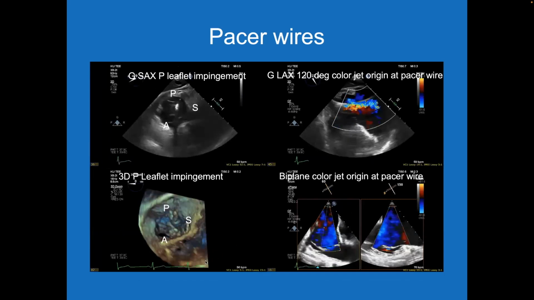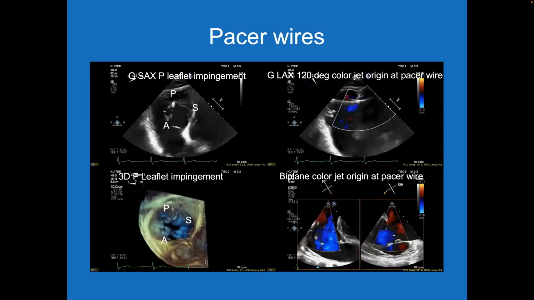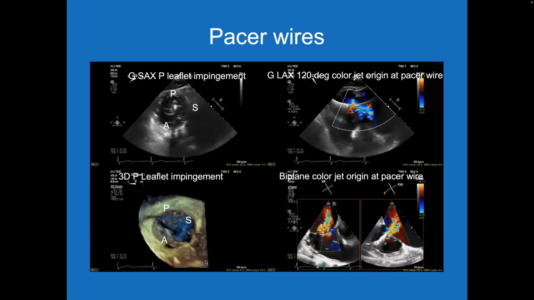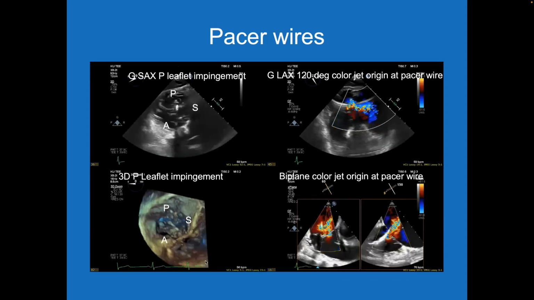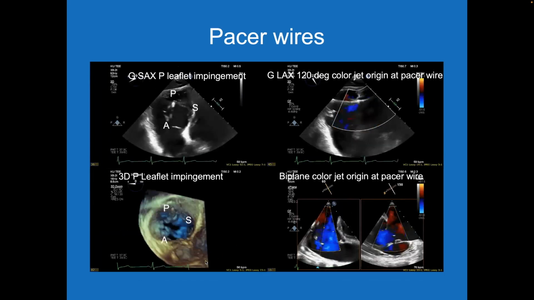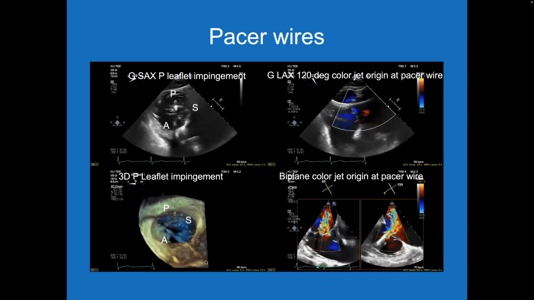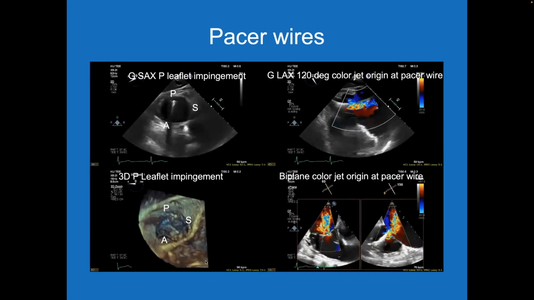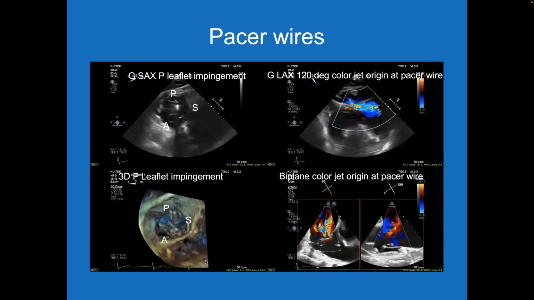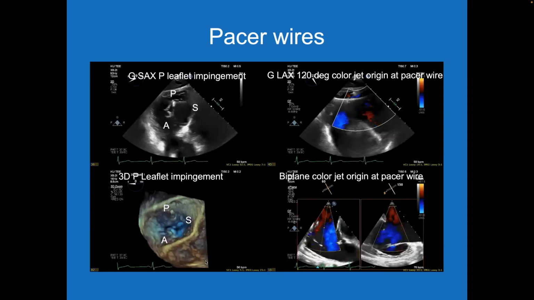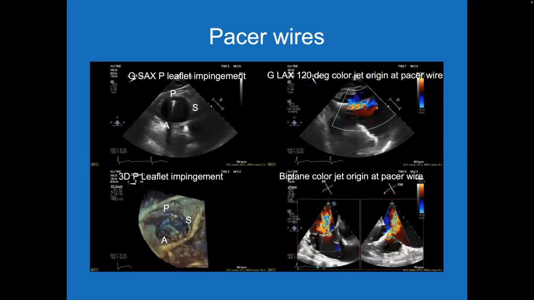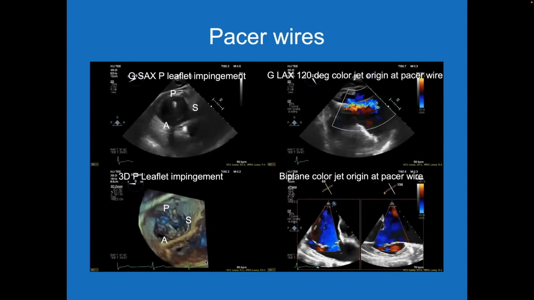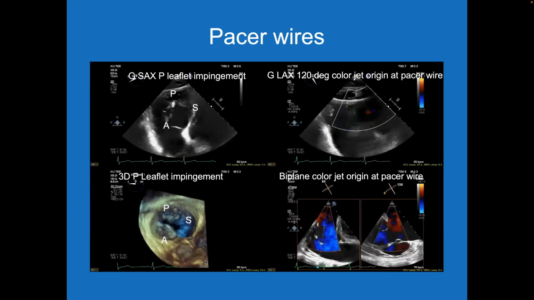So this is another view posteriorly where you can see the pacer wire in the top left in the gastric short axis. Then a 123-degree gastric long axis view where you can see the pacer wire lengthen out with color showing the regurgitant jet flow coming around the pacer wire. And then the bottom right is an X-plane picture showing similarly that as the pacemaker wire pops in, the regurgitant jet is coming right around it.